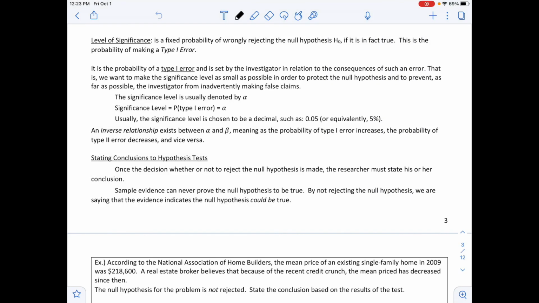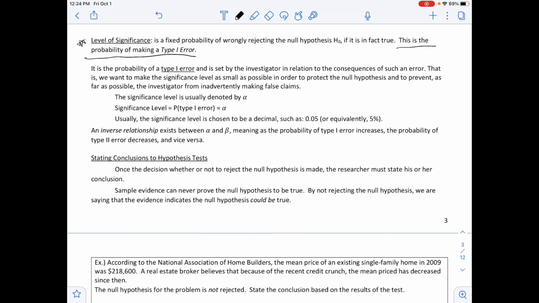Right below this, it says level of significance. This is a fixed probability of wrongly rejecting the null hypothesis H naught if in fact it's true. This is the probability of making a type 1 error. So we can also say level of significance is the probability of a type 1 error and is set by the investigator in relation to the consequences of such an error. That is, we want to make the significance level as small as possible in order to protect the null hypothesis and to prevent, as far as possible, the investigator from inadvertently making false claims.